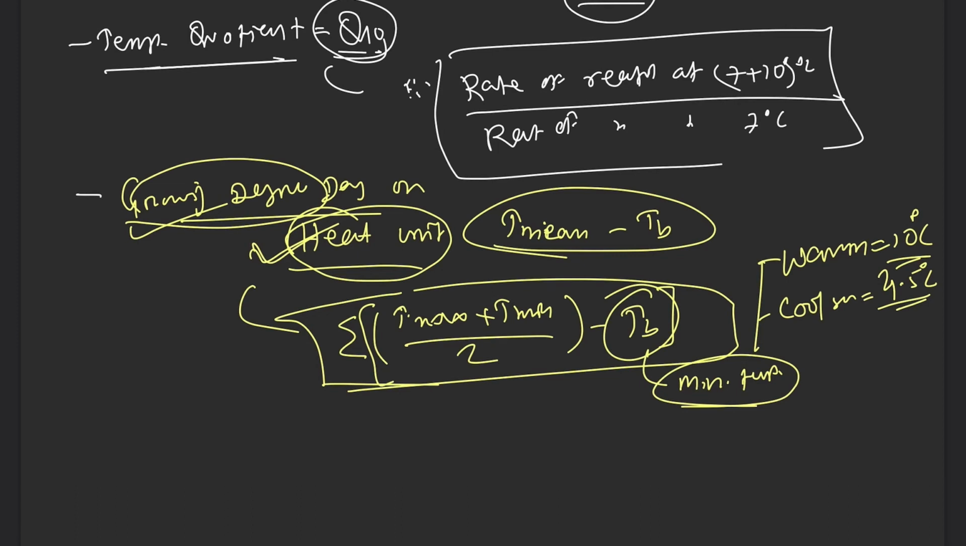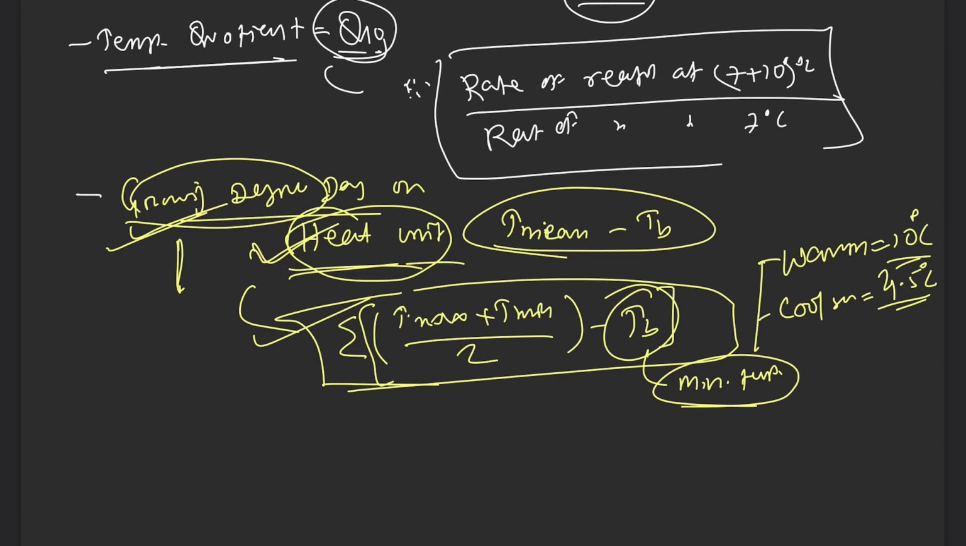Then what is growing degree day or heat unit? That is the difference between mean temperature and base temperature, or this is the formula. There is a limitation of this law, growing degree day or heat unit. What is the limitation?